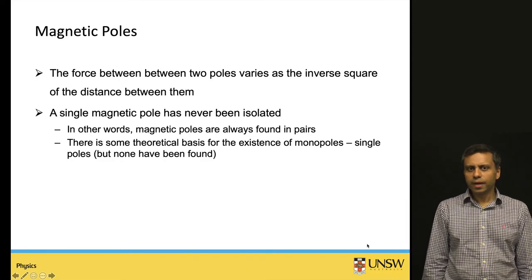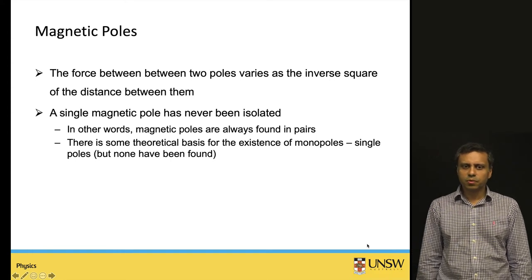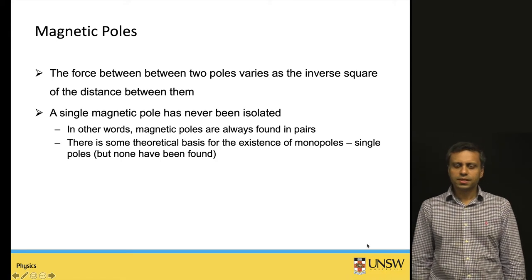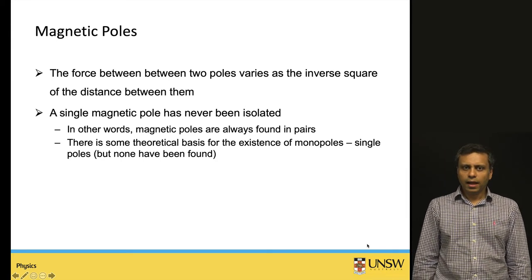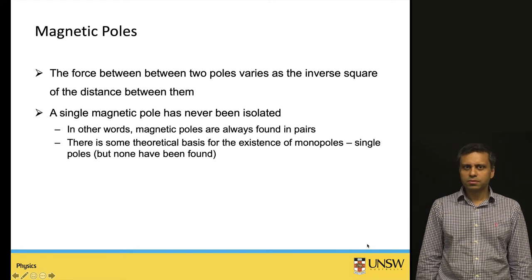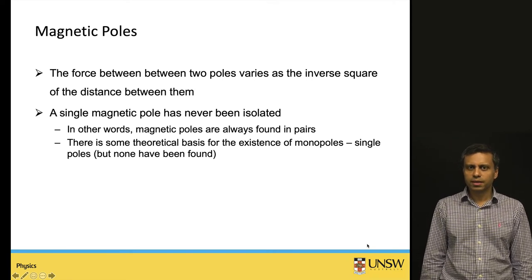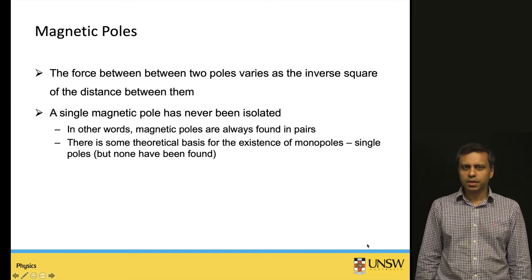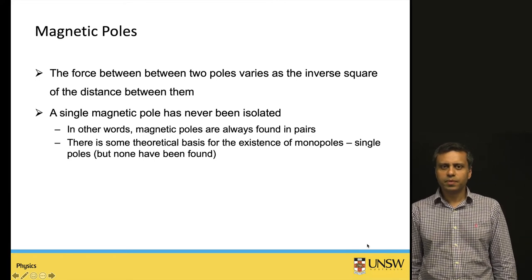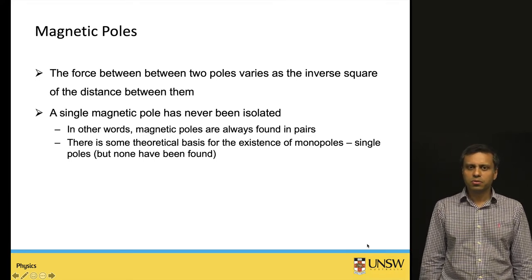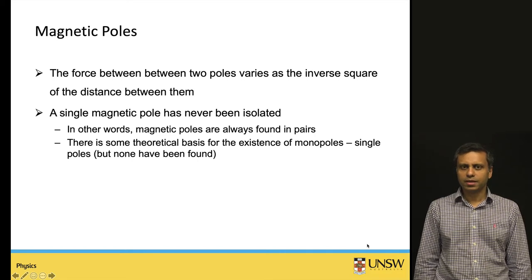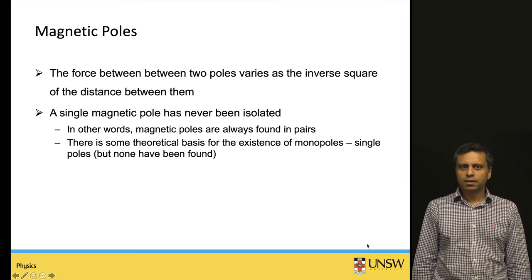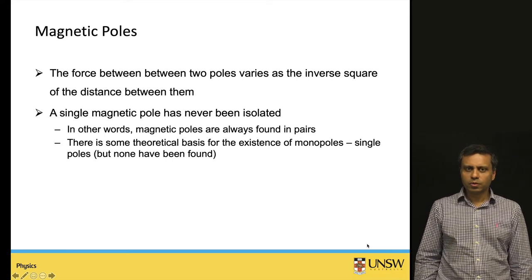The force between two magnetic poles depends on their distance of separation, and the force goes as the inverse of the square of the distance. And magnetic poles come in pairs, so we always have a north and a south pole together. Magnetic monopoles, which are single magnetic poles, have never been observed experimentally, although there are some theories predicting that they can exist, but no one has ever found a single magnetic pole in an isolated manner. So the bottom line is, in nature, magnetic poles come in pairs.